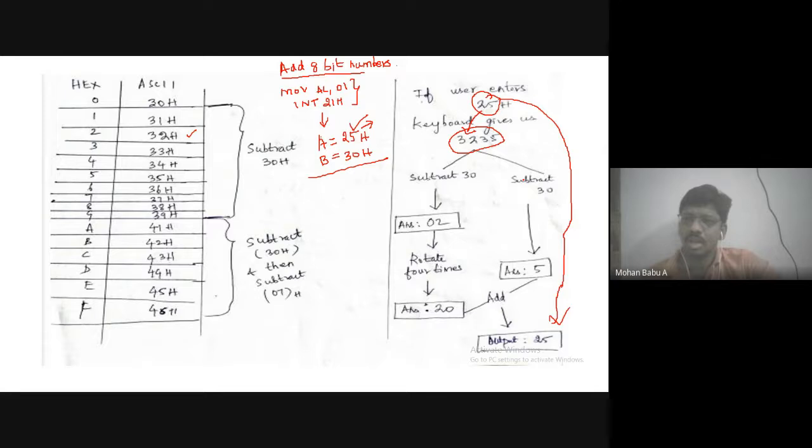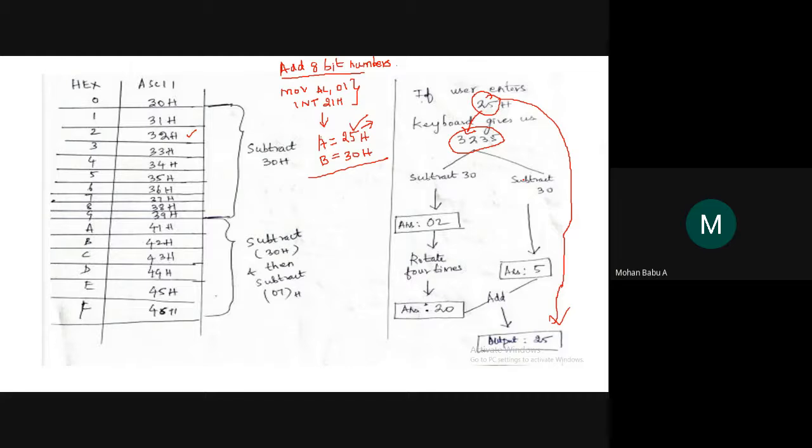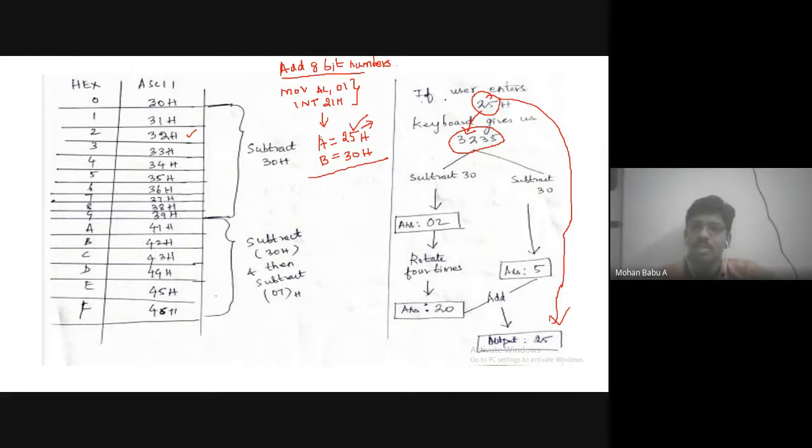Some operations. The thing you will need to follow here is, first, see, for example, if I enter number a equal to 25, so if the user enters 25, the keyboard gives the ASCII equivalent for 25. What is the ASCII equivalent for 2 here? From the table, 2 is 32H. And similarly for 5, the ASCII equivalent is 35H. So this will give the ASCII equivalent value for 25 as 3235 as input to the program.